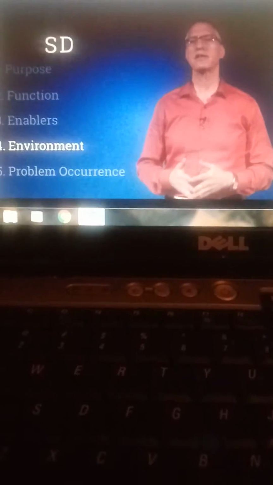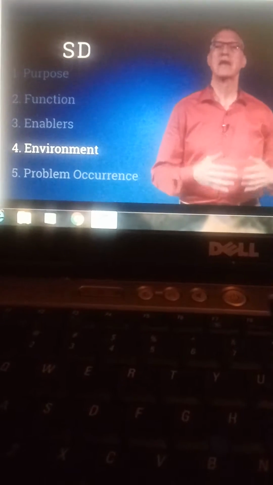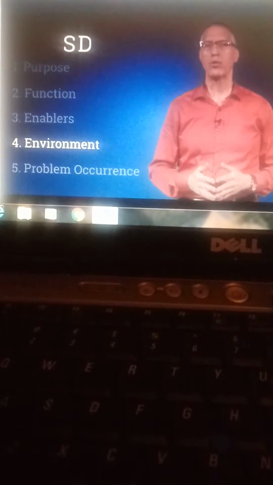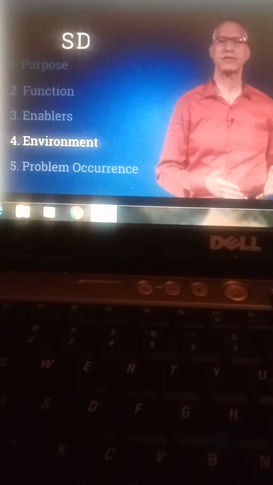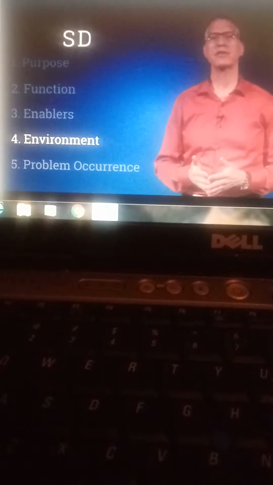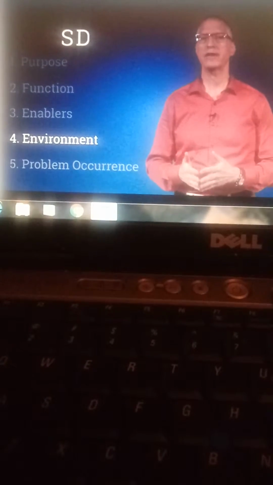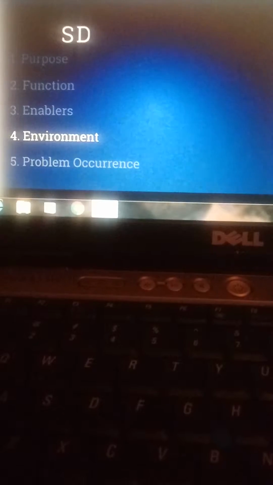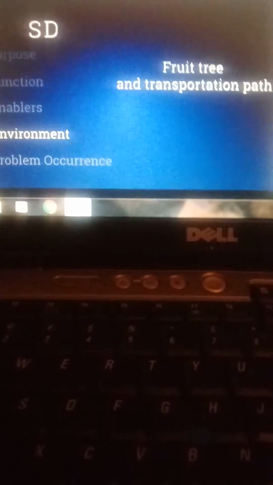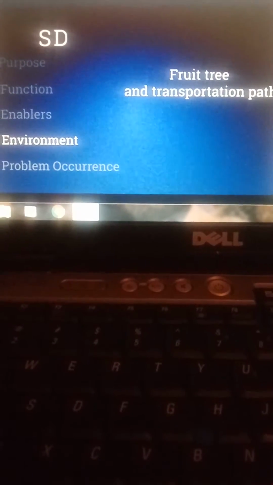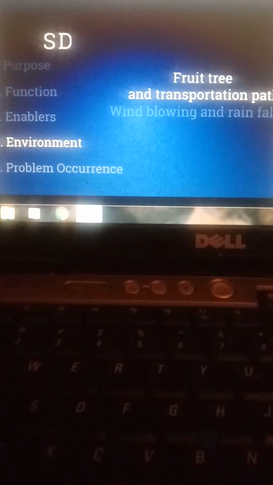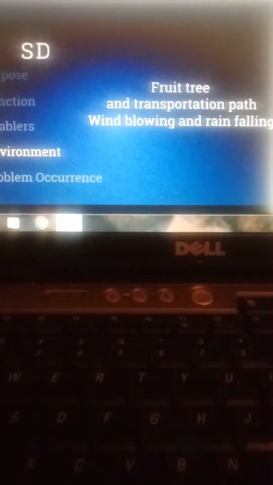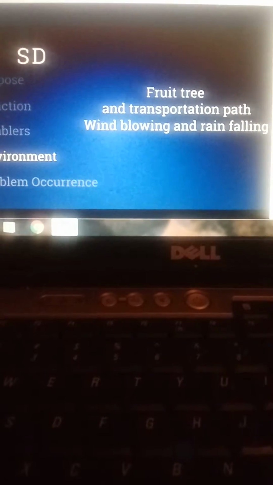The fourth SD component is the system's environment. What things, objects, and processes are not part of our system, but still affect its operation? Here, we include the fruit trees and the robot's transportation path. We can also include processes such as wind blowing and rain falling, which can also affect the system's operation.